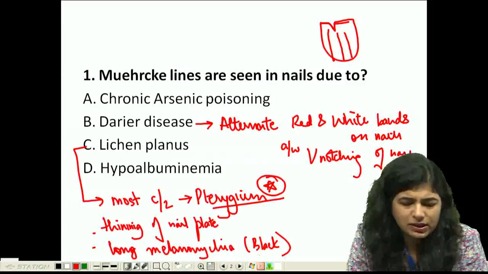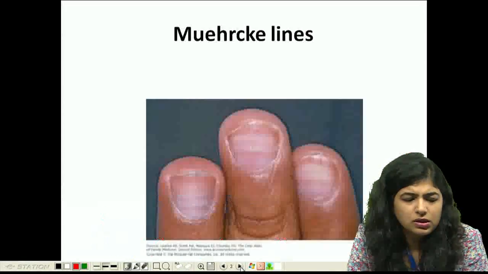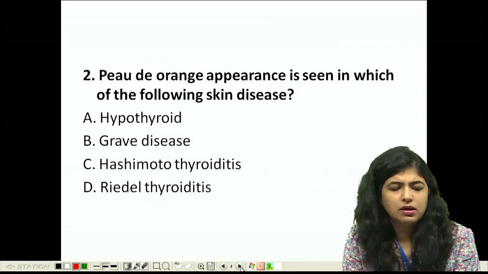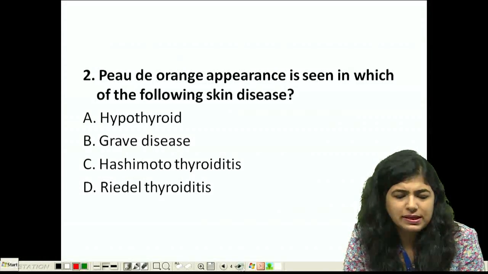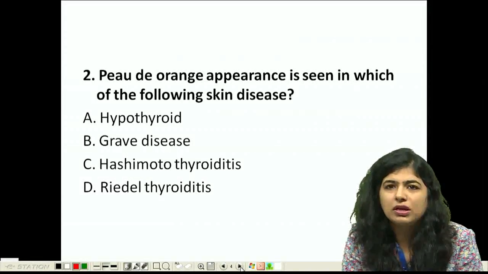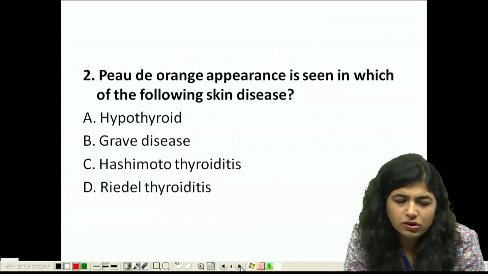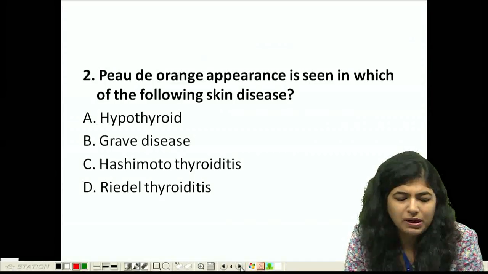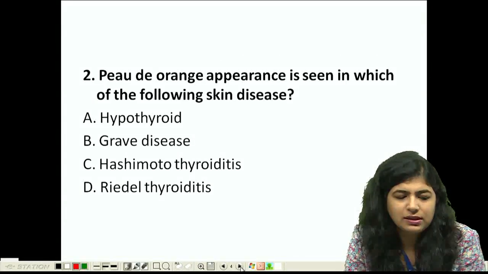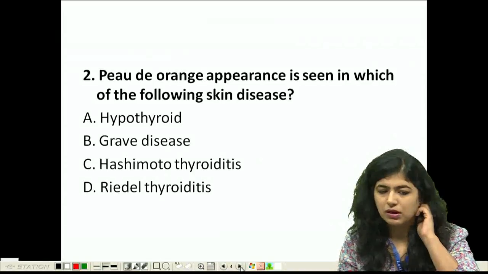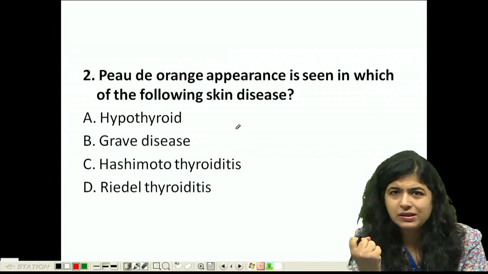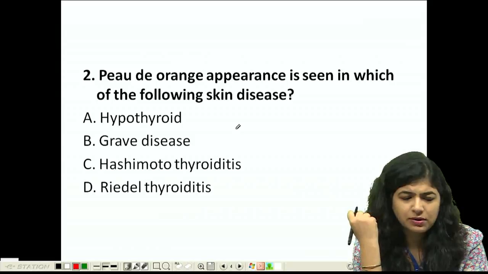Chronic arsenic poisoning does not have any specific nail change, so we can skip that. So this is clear to everyone, this is Mürke's lines. Good. Moving on to the next question. Powdery orange appearance is seen in which of the following skin diseases? I know all of you know one important cause of peau d'orange appearance, which is inflammatory breast cancer. That is the most important cause and that is where we have all commonly read it. But out of these four options here, where is this orange peel appearance actually seen? This will definitely be seen in those situations where there is infiltration of the skin which is compressing the lymphatics, causing lymphatic edema. Where is that seen?